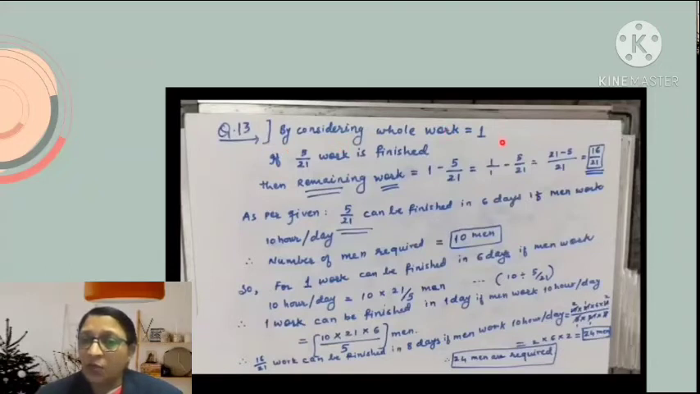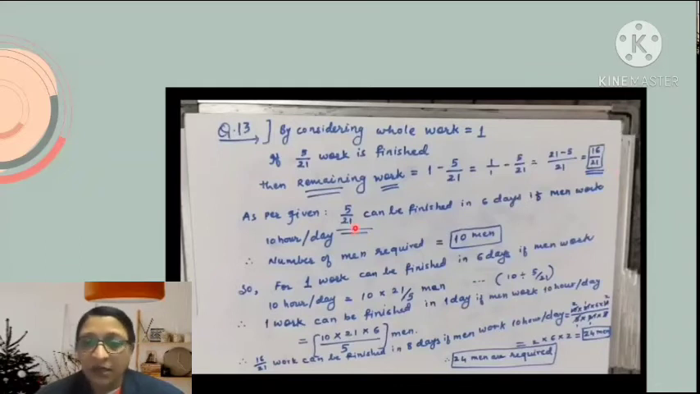Here we will consider the whole work as 1. If 5 upon 21 work is finished, the remaining work is equal to 1 minus 5 upon 21. Here the denominator is 1. We will find out the LCM and do the subtraction. So we get here 16 upon 21. So this much work is remaining.